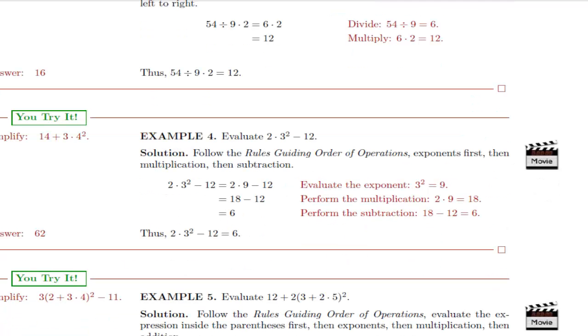Example 4. Evaluate 2 times 3 squared minus 12. Solution. Follow the rules guiding order of operations. Exponents first, then multiplication, then subtraction. So evaluating the exponent first, 3 squared, or 3 to the second power, is 9. Then multiplication, 2 times 9 is 18. Then 18 minus 12 is 6.